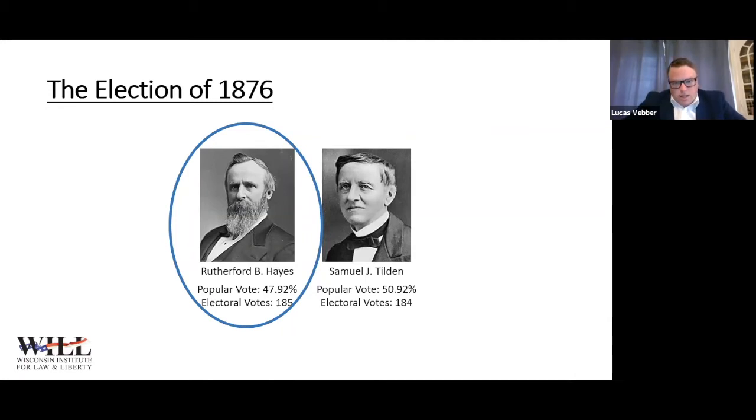Ultimately, there was a deal struck, if you can call it that, where Republicans essentially said, okay, if you agree to elect Rutherford B. Hayes, we will end Reconstruction in the South after the Civil War. So the Republicans kind of made a deal which allowed Rutherford B. Hayes to become president, but then pulled all federal troops out of the South.